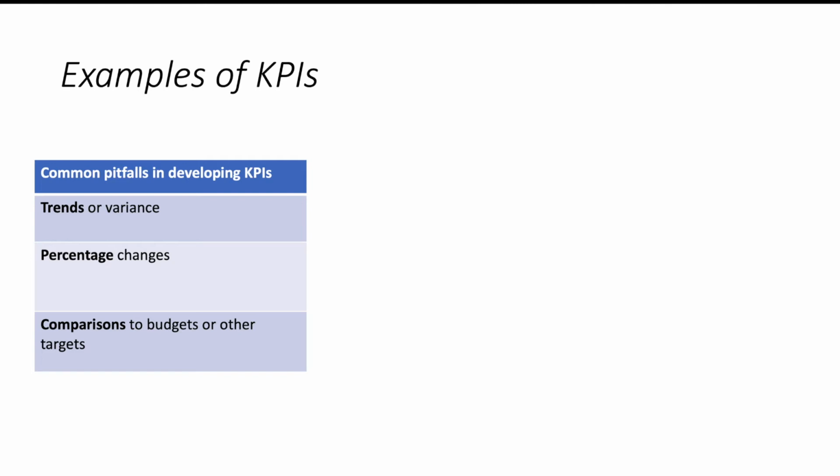When you are developing KPIs, it's about trends or variances. If it's about trends, then what you have to discuss is percentage changes. We can prepare our KPIs in these three categories: one, trends, two, percentage, and then comparison to budgets or other targets. So how are we going to build up these KPIs? I'm giving you an example of ineffective KPIs.